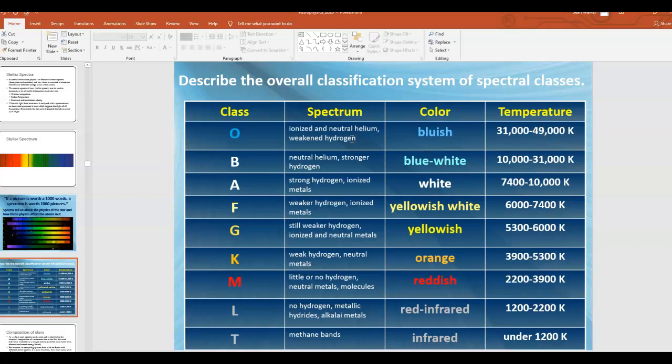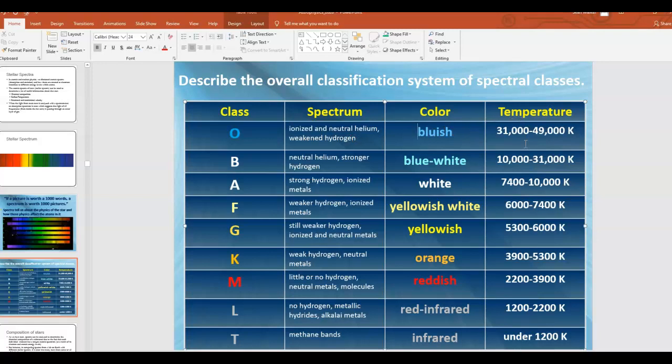Okay, so if we look at what we now call a class O star, if we look at the stellar spectra, we see ionized and neutral helium in the spectra, as well as weakened hydrogen lines. Those stars tend to correspond to blue stars with very, very high temperatures. Okay, and the reason we see things like lots of ionized helium and less hydrogen is because those stars are so hot that they basically ionize the hydrogen completely.